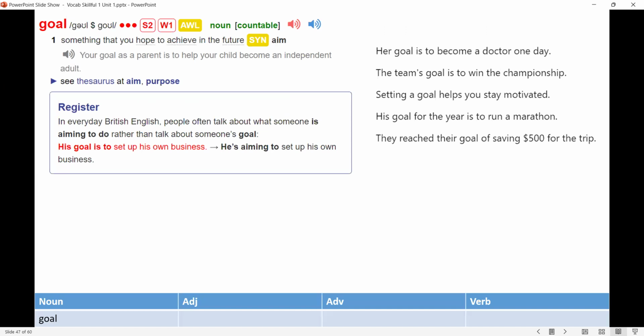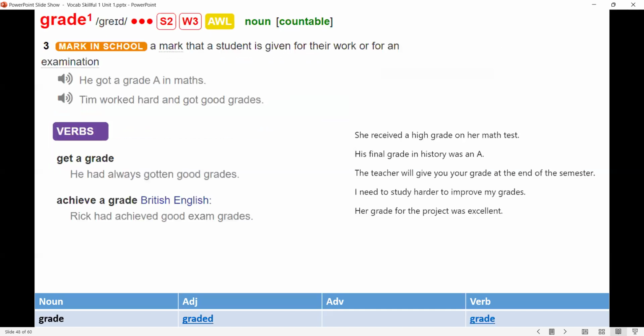Goal. Goal is the aim, the target, something that you hope to achieve in the future. Your goal as a parent is to help your child become an independent adult. Example: Her goal is to become a doctor one day. Setting a goal helps you stay motivated. His goal for the year is to run a marathon.